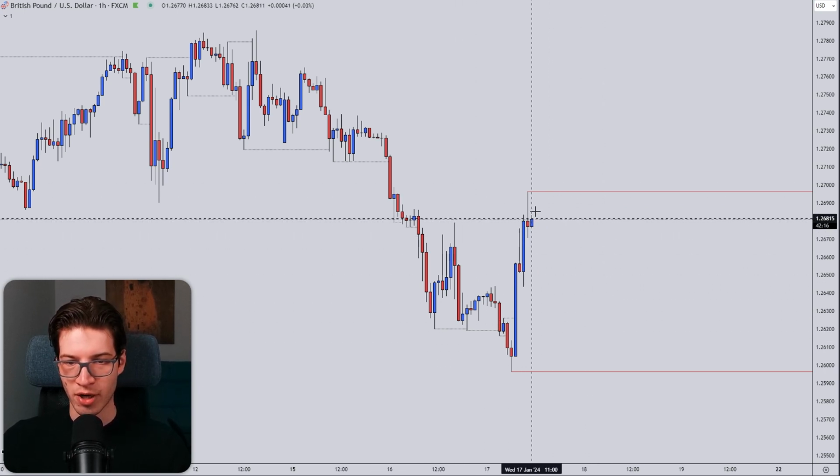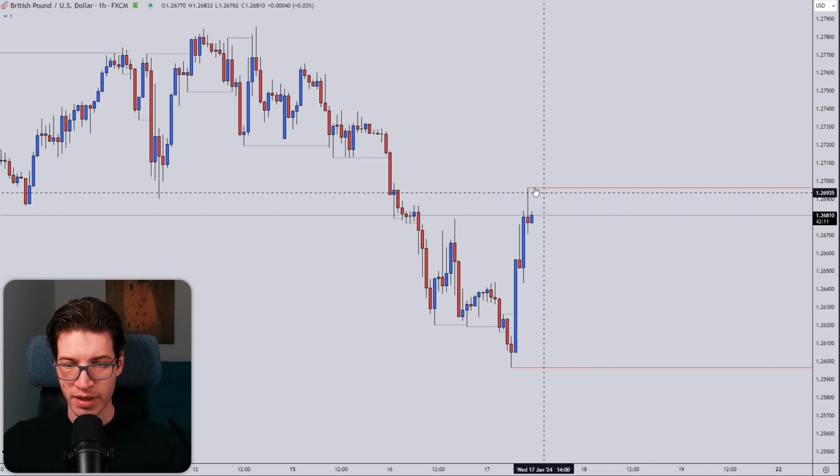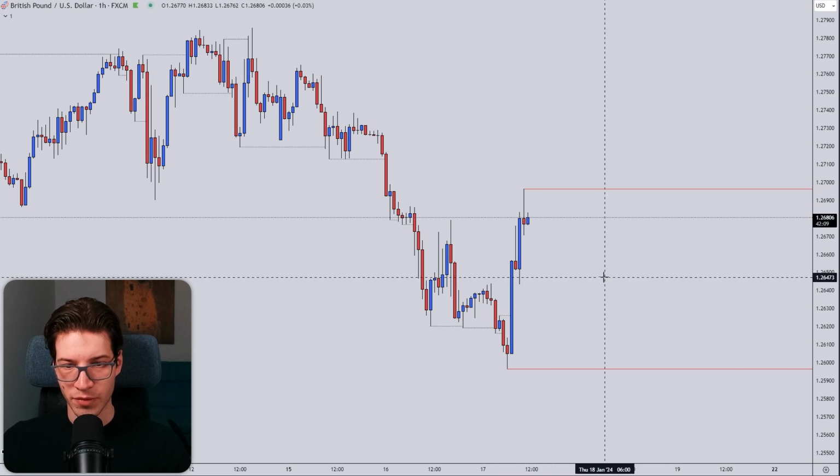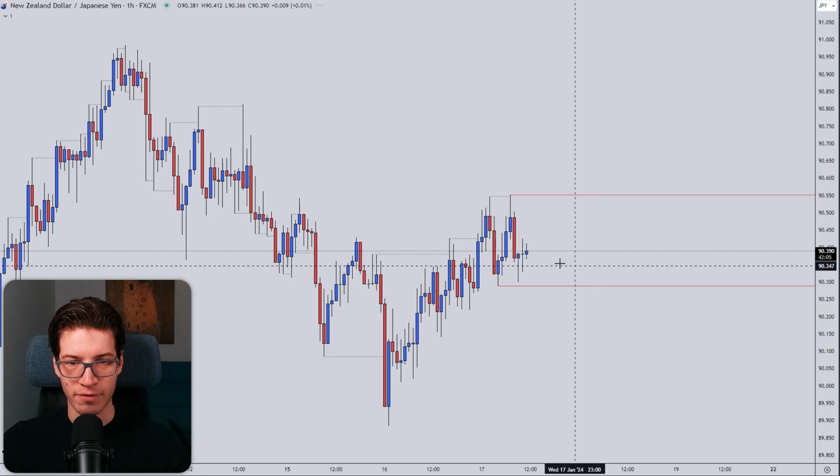I like the prior price action. Just be careful of the wick. Again, this wick is a warning sign. So yeah, just be careful of that. You want to see a bit of a range if you're looking for a flag formation.